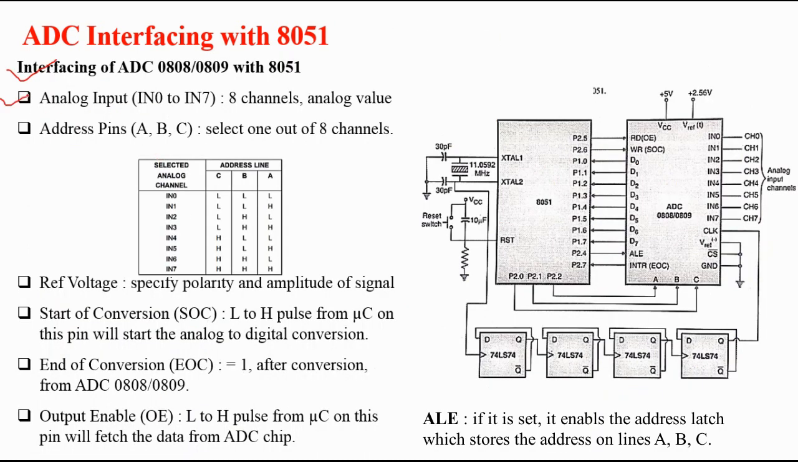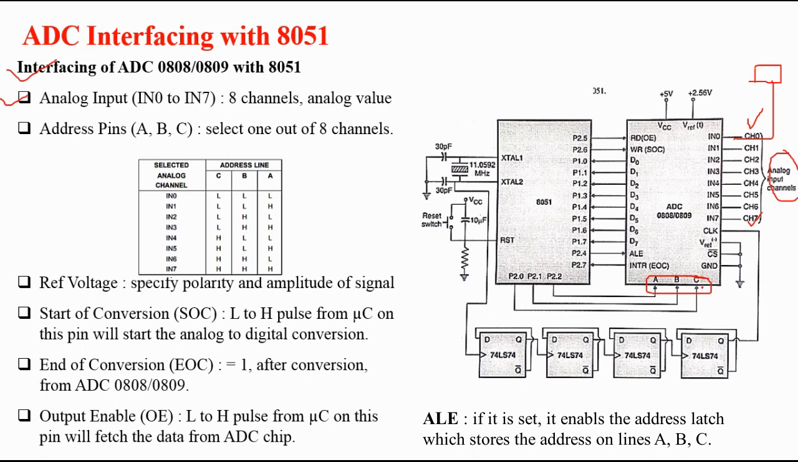So the analog input, all of you know, is basically IN0 to IN7. There are a total of 8 channels available, channel 0 to channel 7. Then there are the address pins A, B, C. Here the analog inputs are connected to the sensors. If there is a single sensor, then you can connect it to CH0. If there are multiple sensors, then a total of 8 sensors can be connected at a time.